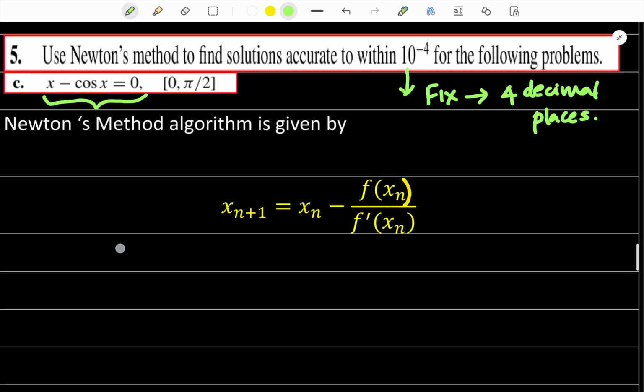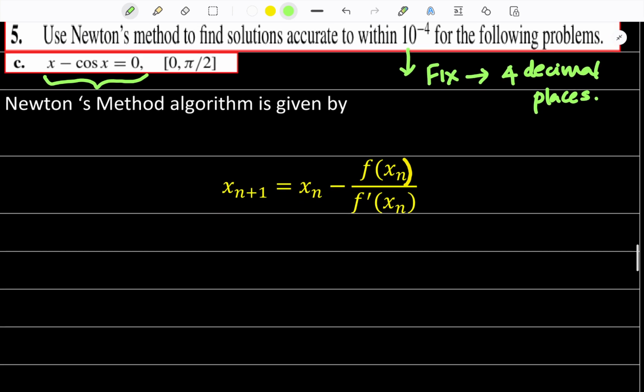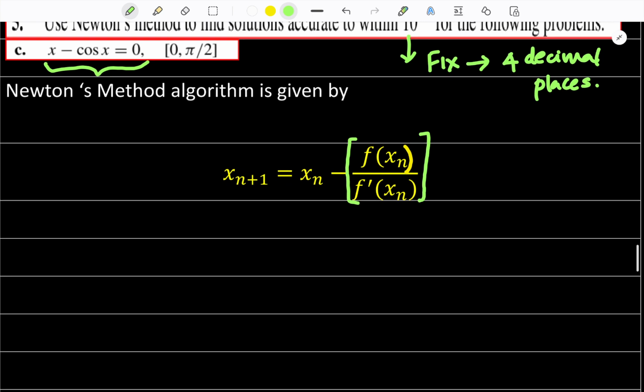The algorithm is given by x n plus 1 is equal to x n minus f of x n divided by f dash of x n. But we are not going to type this one in the calculator. On the calculator we will type our own formula, the same formula but in a different way. Let's go to the solution.